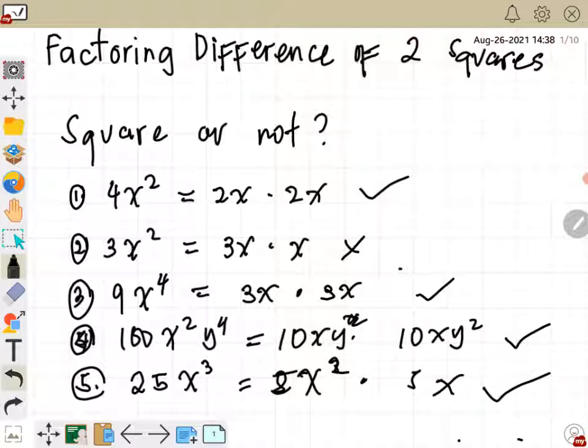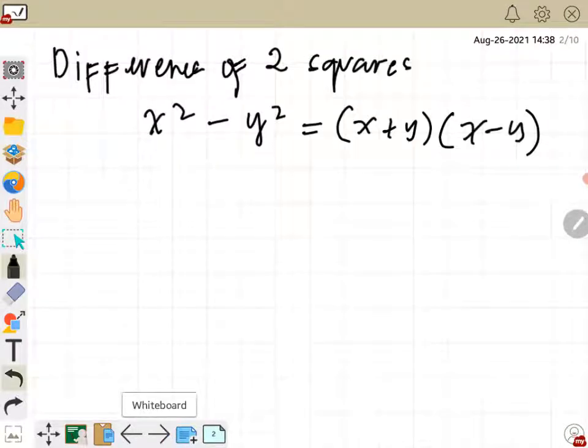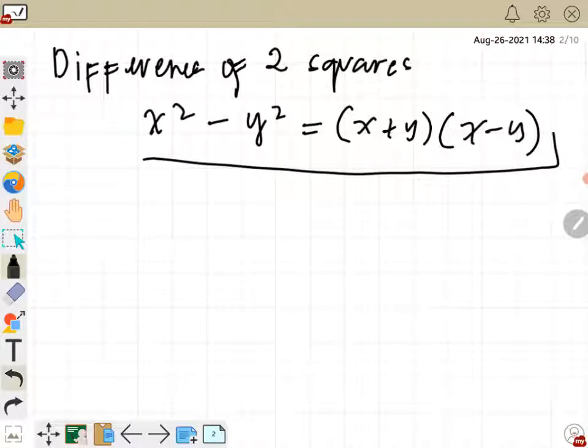So this is important because when we apply difference of two squares later on, we have to look first if they are really squares, from the word difference of two squares, subtraction of two squares. Okay, let's continue. So we know in our discussion that difference of two squares are in this format.